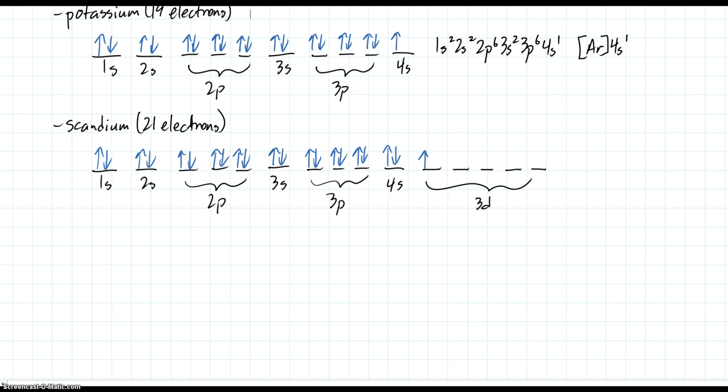One little subtlety when we do the longhand notation, even though 3d starts getting filled after 4s, when we write the longhand notation, we put all of the n equals 3 sublevels together. So it'd be 1s2, 2s2, 2p6, 3s2, 3p6, 3d1, and then 4s2. Or in the shorthand notation, we have the argon configuration, then 3d1, then 4s2.